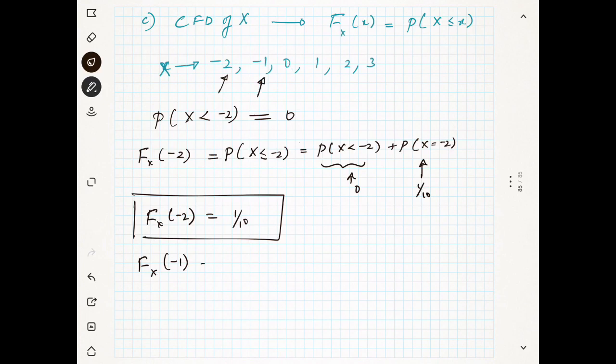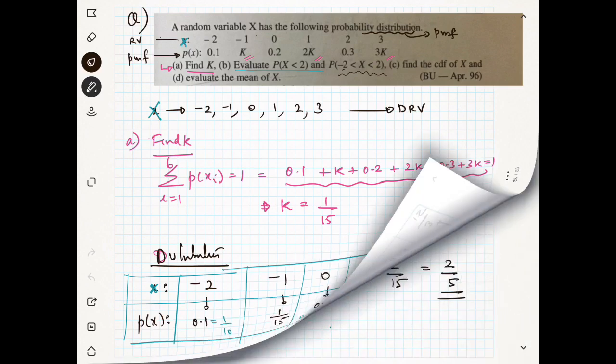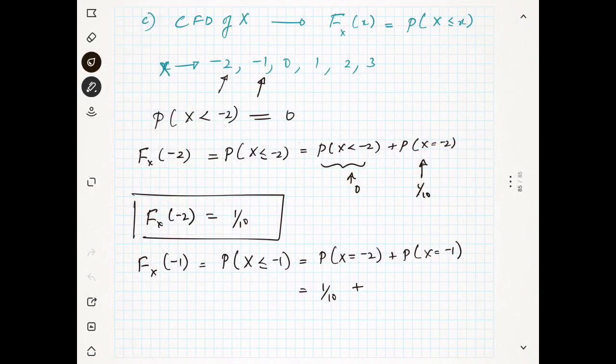Now Fx of -1, we will talk about the next one. Fx of -1 is nothing but the probability that X is less than or equal to -1. X has only two values here: the probability that X is equal to -2, plus the probability that X is equal to -1. That is 1 over 10 plus 1 over 15. So this is nothing but 1 over 6.